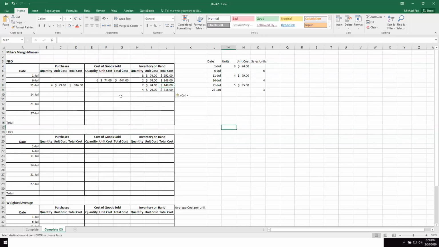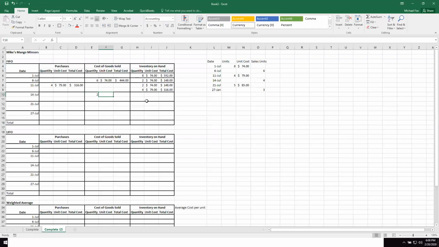So now on July 14th, I'm in a good position. When I sell units, I'm going to sell 4. And the question is, well, which ones do I sell? The answer is, this is first in, first out. So if I sell 4 units, I'm going to sell my oldest units first.